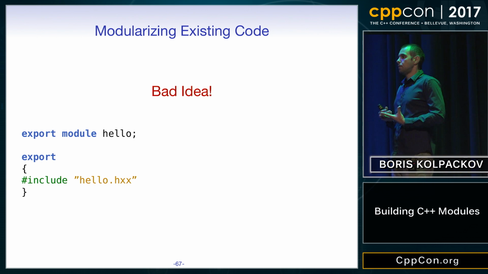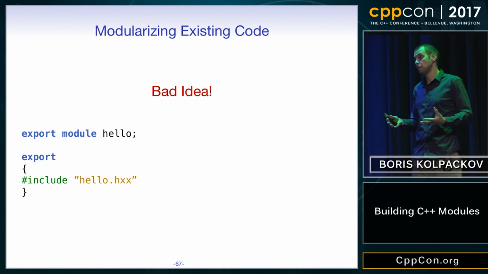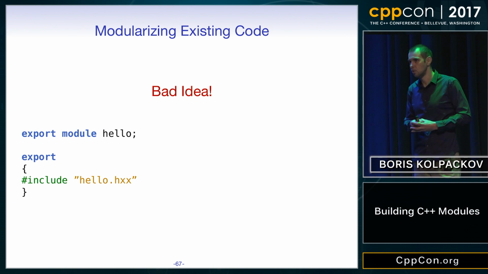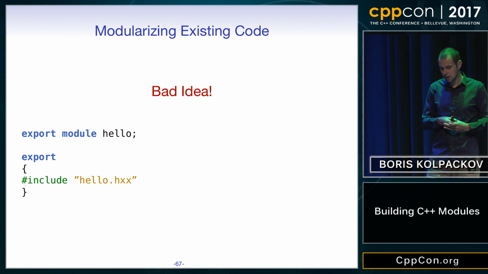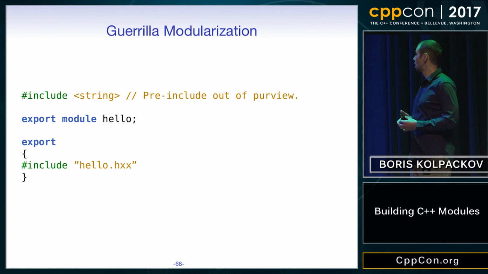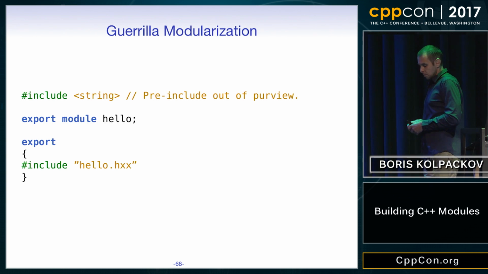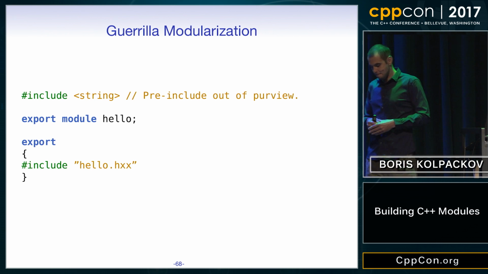But what if this is the only way available to you? What if you want to modularize non-intrusively a library that you cannot modify? For example, the standard library. That build I showed you uses the GCC standard library that is modularized using what we would call a Guerrilla Modularization approach. So you can work around this include issue.